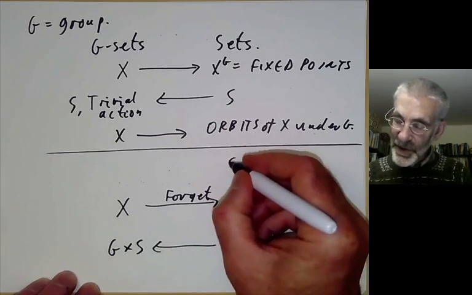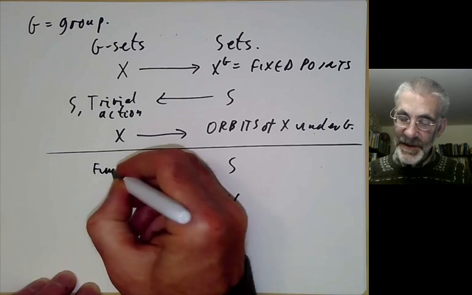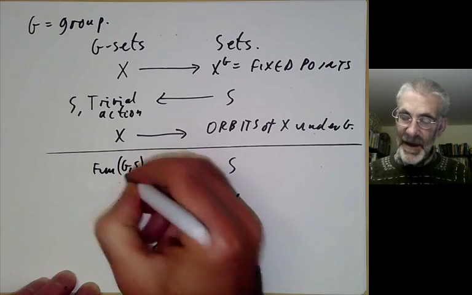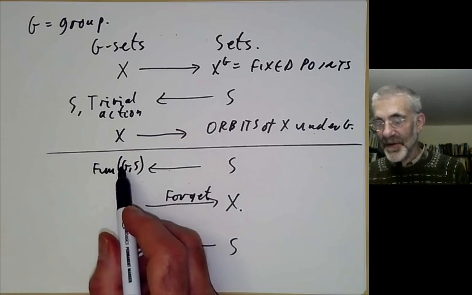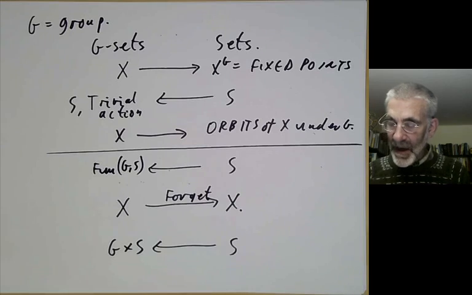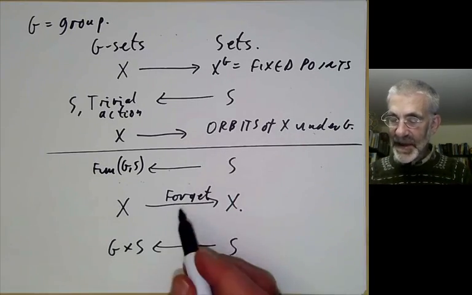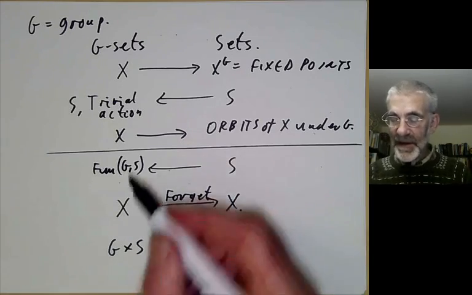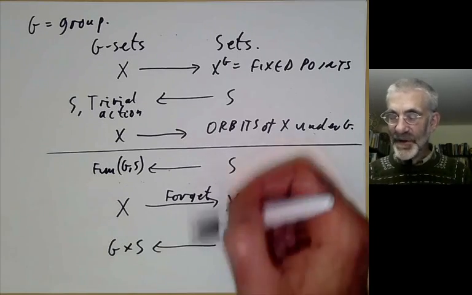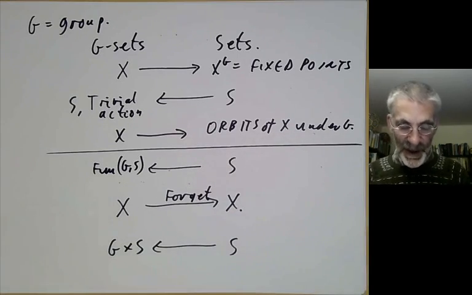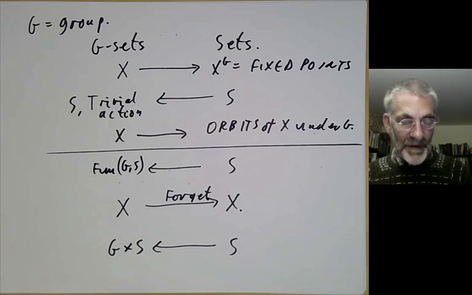Another thing you can do is you can take a set S and you can take the set of all functions from G to S. And this is also acted on by G because G acts on itself, so it acts on functions to S. And as before, one of these two functors is left adjoint to this forgetful functor and the other is right adjoint, and as another exercise you can work out which of these is left adjoint and which is right adjoint. So there are loads of pairs of adjoint functors.